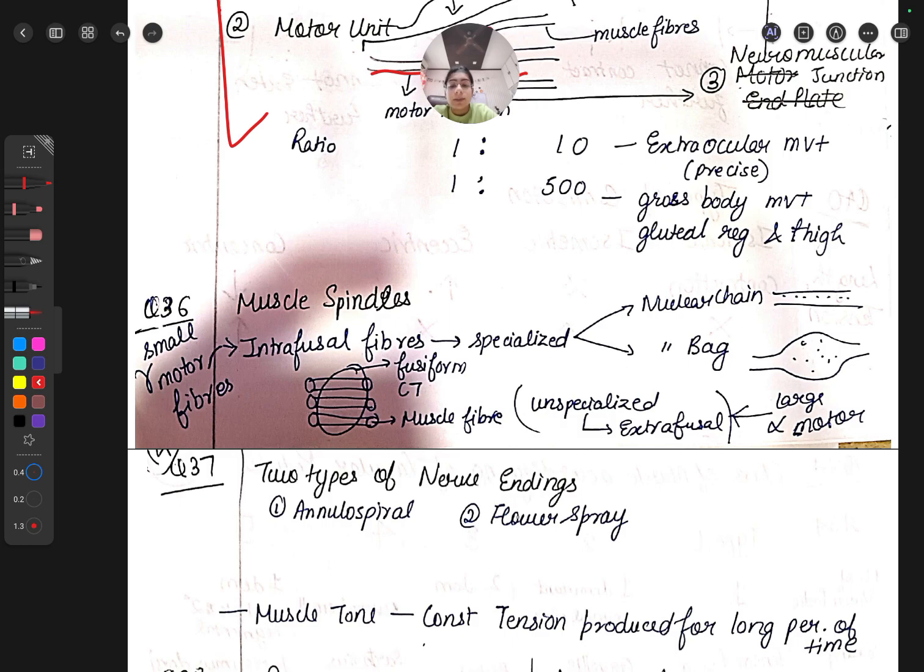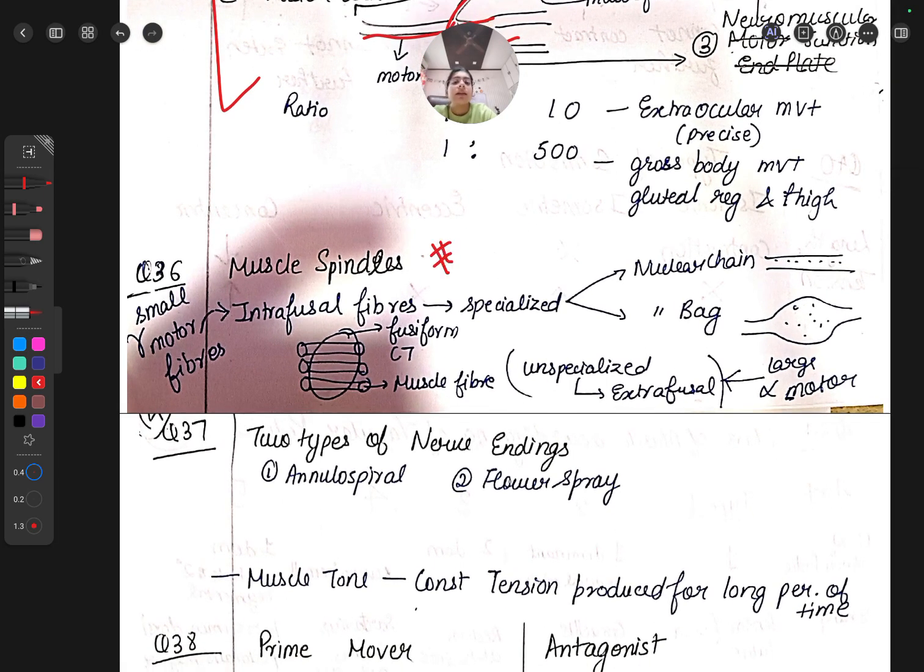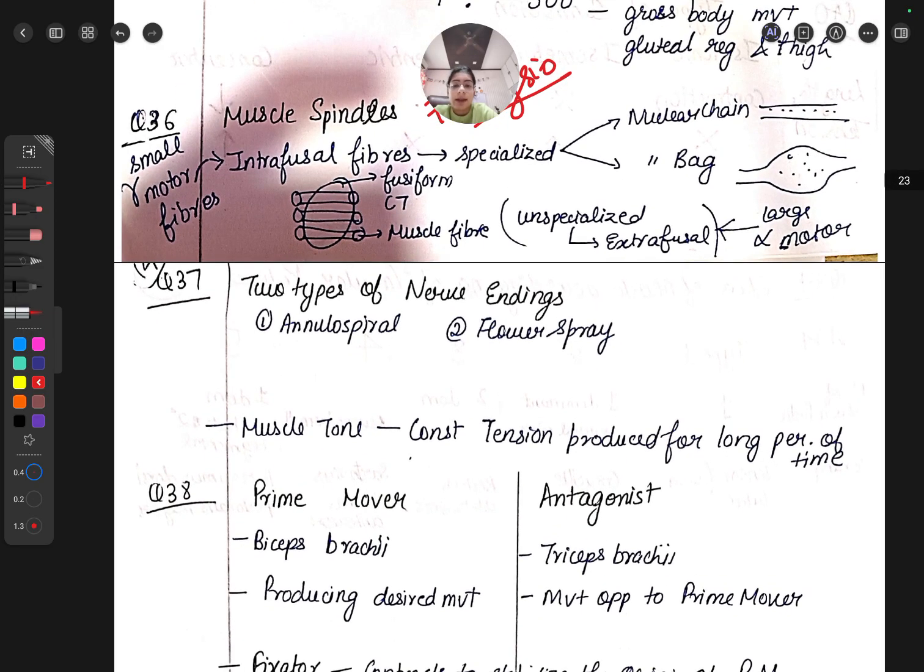Now, muscle spindles. This we will learn in physio very, very well, but you can get an idea here also. These are the intrafusal fibers, extrafusal fibers, the nuclear bag, nuclear chain fibers. That will be better dealt with in physio only.